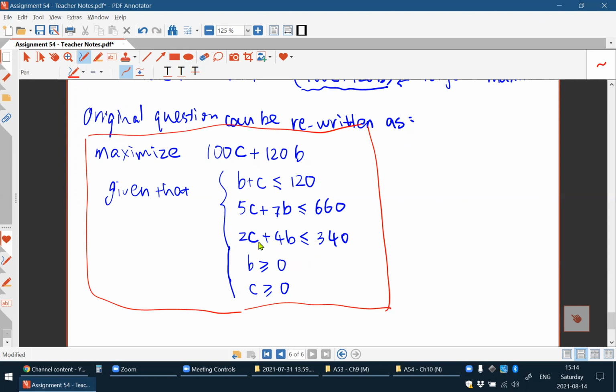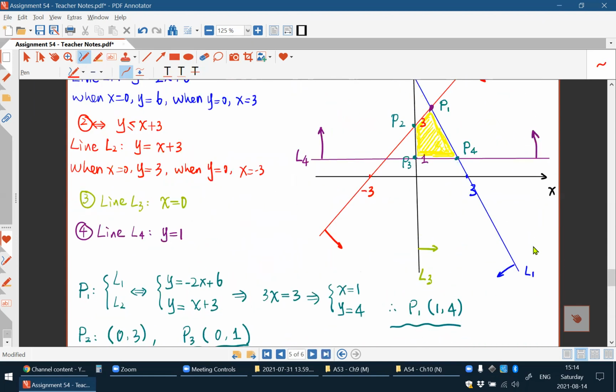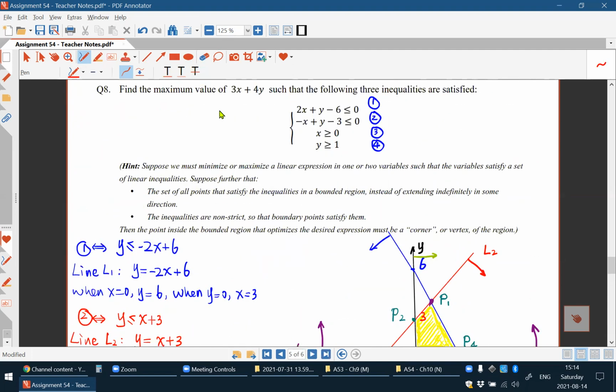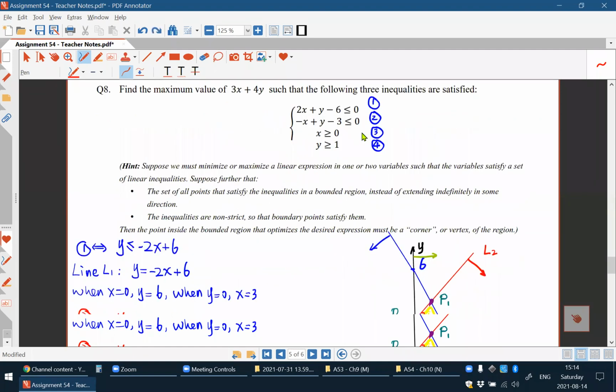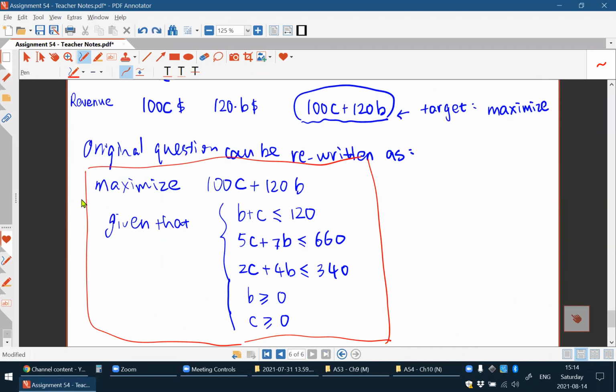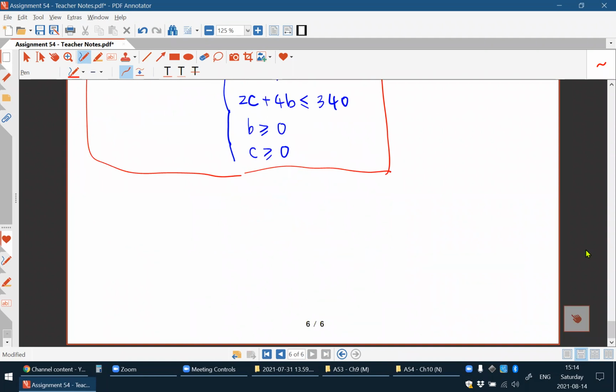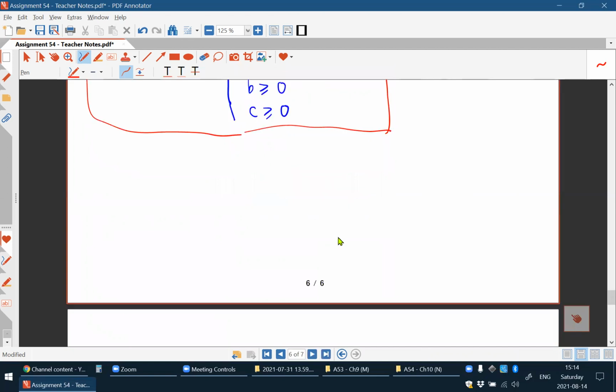And can you have a look at this? Is this similar to the problem stated in question 8? Question 8 simply states that you need to find the maximum of this one, given the constraints like this, right? And in question 9, our target is to maximize this expression, given these 5 constraints here, right? So the method is quite similar. So now let's try to solve these problems. Okay, can you follow me?